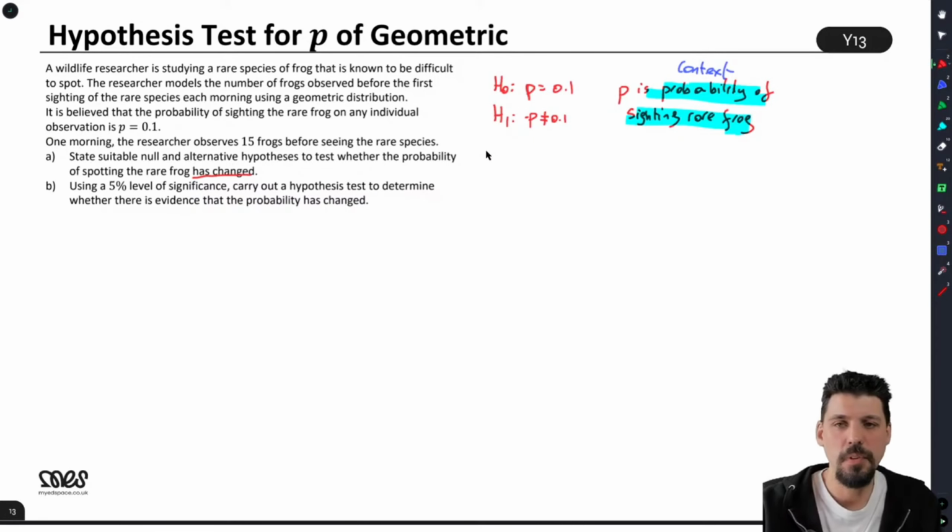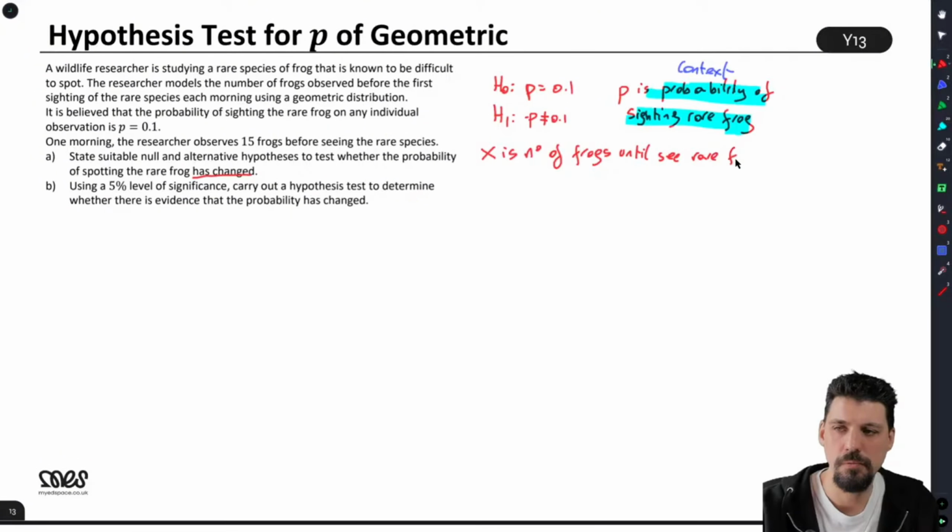So, X is, and again, a bit of context here, X is the number of frogs until we see a rare frog. Now this is a geometric. P is 0.1.